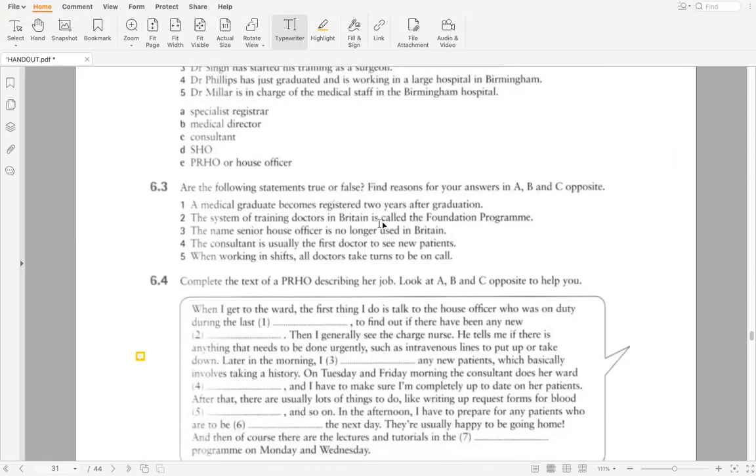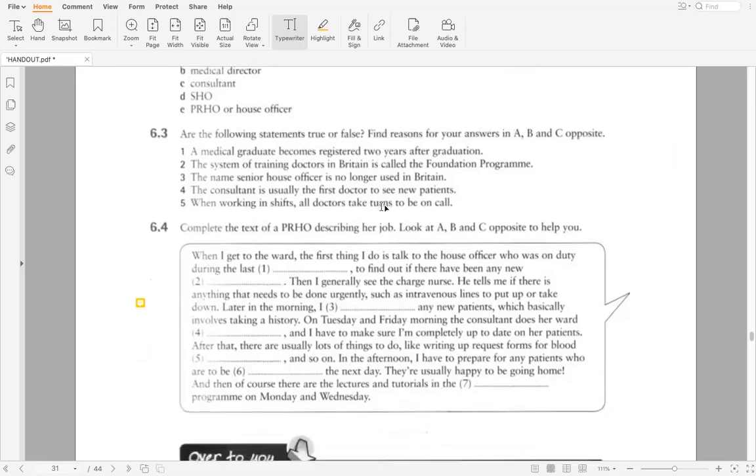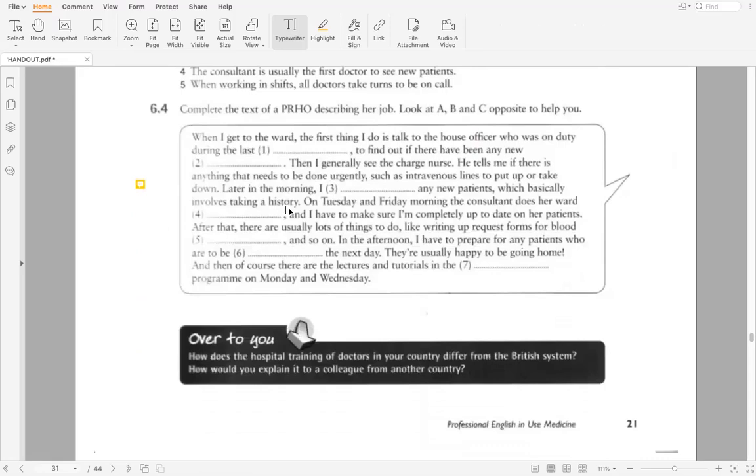This part is not important. It's mainly about the system in Britain, so we will not answer it. It's about information that we would say is true or false according to the lesson, but it's not relevant here, mainly in Egypt, so we will skip it. Number 6.4.